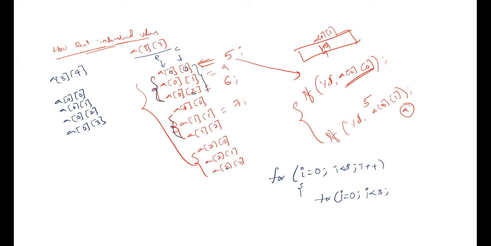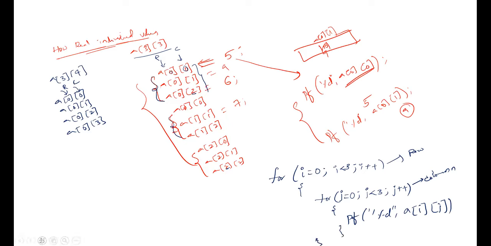So for the first row, this is common and it is repeating up to n minus 1, therefore less than 3. The column size represents this one, the row size represents this one. This is the row size, this is the column size. So i less than 3, j less than 3, j plus plus, and printf percentile d, a of i and j, where the outer loop represents the row loop, and the inner loop represents the column loop.